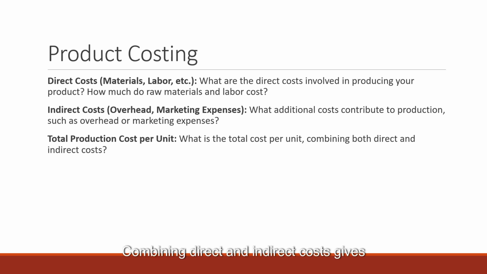Combining direct and indirect costs gives us the total production cost per unit. This is the full amount required to produce each item when both types of costs are accounted for. Calculating the total production cost per unit is essential because it provides a clear picture of how much we must charge just to break even. This cost becomes the baseline for setting prices, allowing us to cover all production expenses and ensure that our operations remain sustainable.